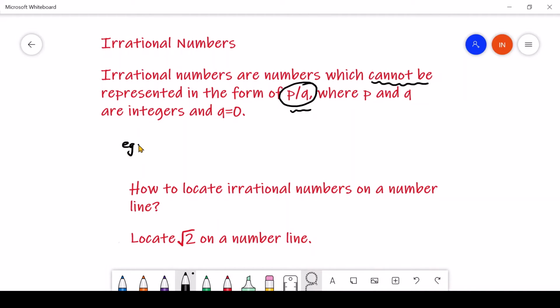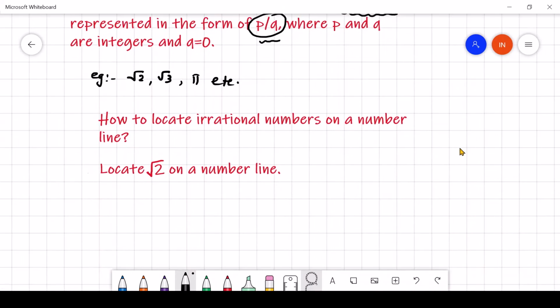Let's see an example for this. Let's take root 2, root 3, pi, etc. We can say these are examples of irrational numbers because they cannot be represented in the form of p by q. And next, let's see how we can locate irrational numbers on a number line.